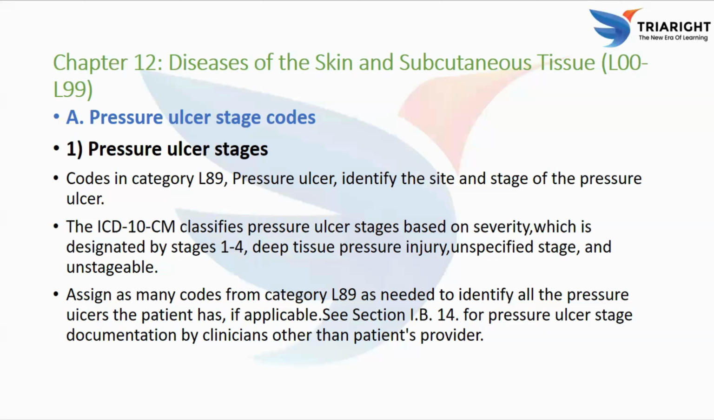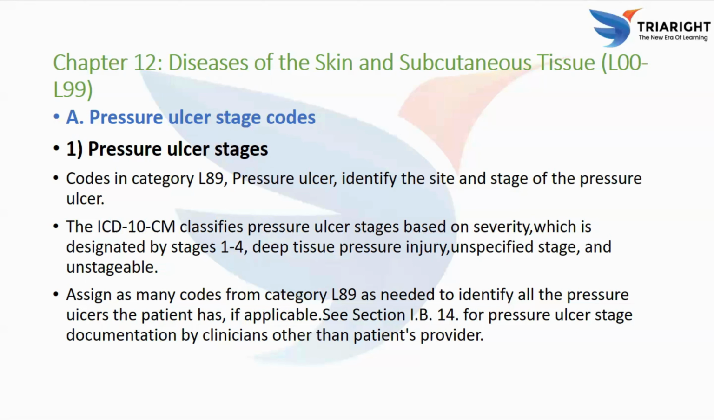So how do you code them? Section I.B.14 allows pressure ulcer staging documented by clinicians other than the provider, for example, wound care nurses. This means coders can use the staging done by other qualified clinicians even if the physician did not mention the stage. So pressure ulcers are coded from the L89 category only. You have to always code both site plus stage. These stages include 1 to 4, unstageable, unspecified, and also deep tissue pressure injury.